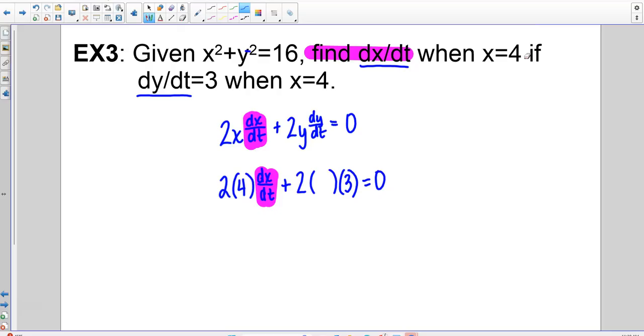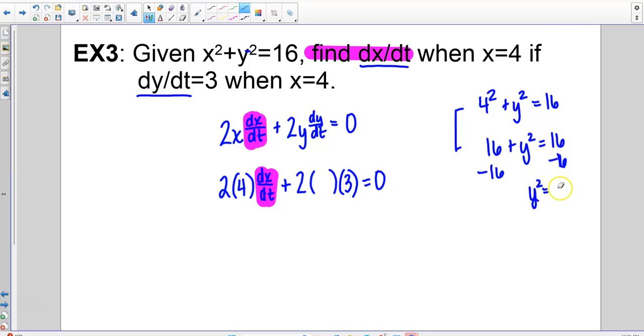Now, there shouldn't ever be a dy dt or a dx dt missing, except for the one you're looking for, because you're not going to be able to calculate that. We are going to sneak over here to the side. We're going to say 4 squared plus y squared equals 16. This is a weird problem. 16 plus y squared equals 16. I subtract 16. What's my y going to be? 0. So y is 0.